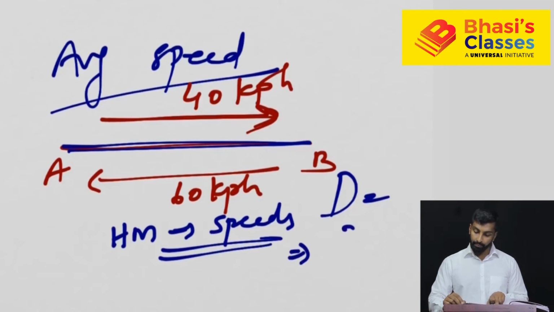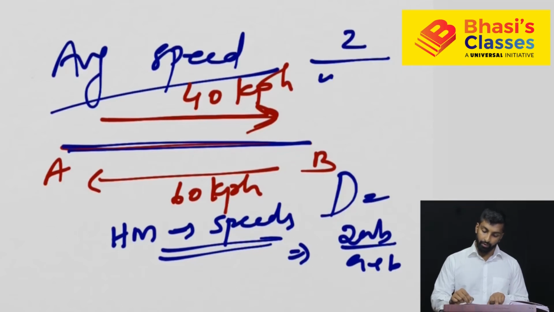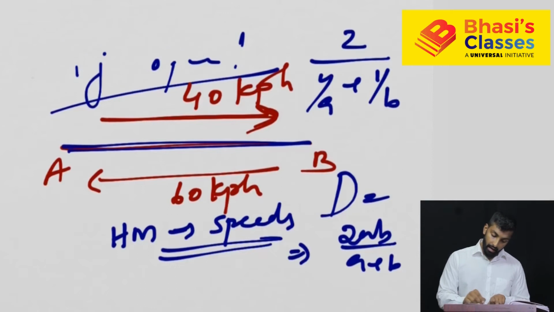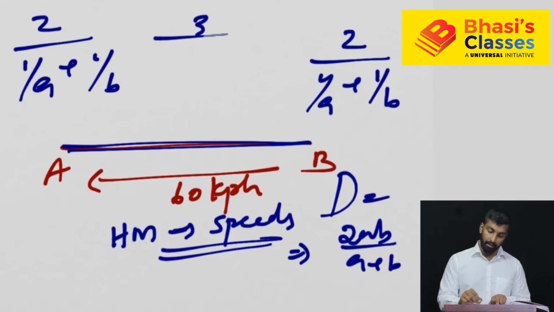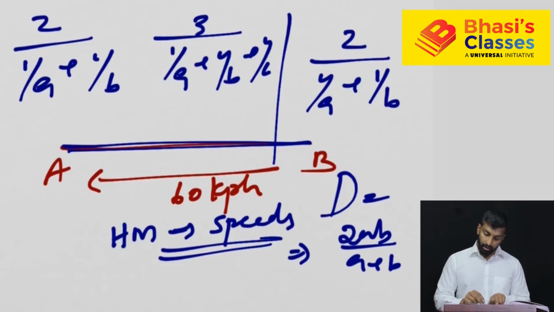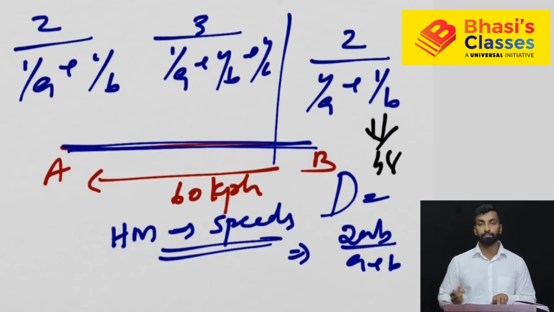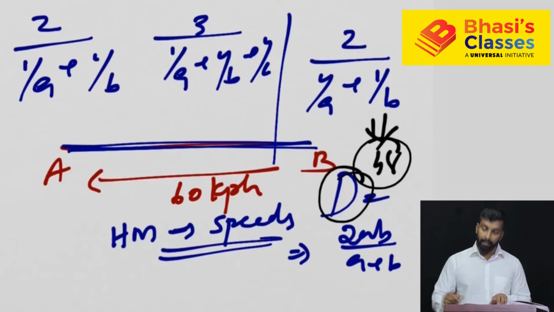So how will you get that? 2AB by A plus B, that is nothing but 2 divided by 1 by A plus 1 by B, right? So what is harmonic mean? If 2 terms are there, it is 2 divided by 1 by A plus 1 by B. If 3 terms are there, it is 3 divided by 1 by A plus 1 by B plus 1 by C. So in this case there is an application of harmonic mean. If you find the answer, you will get 48. So where are you applying harmonic mean? When the distance is constant.